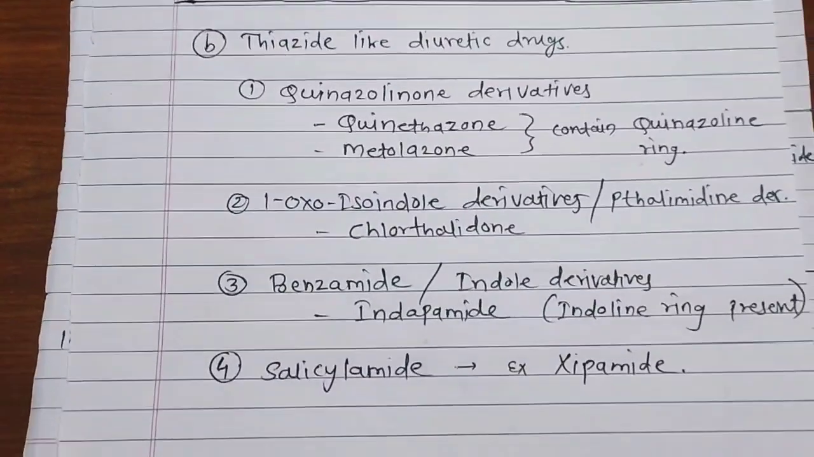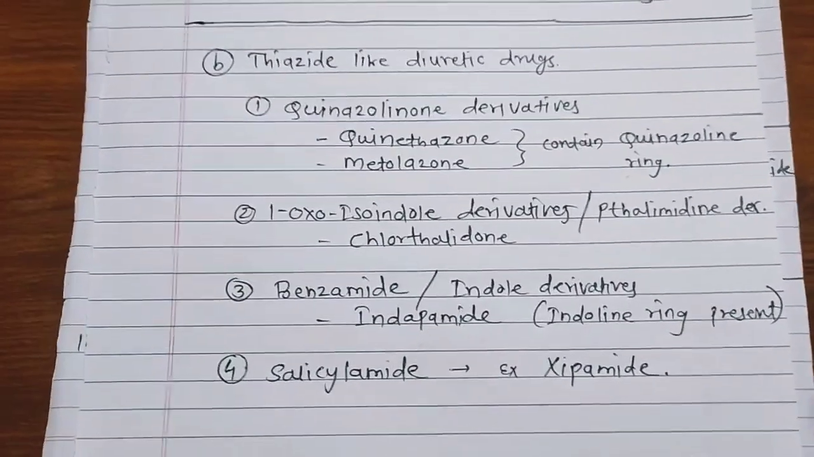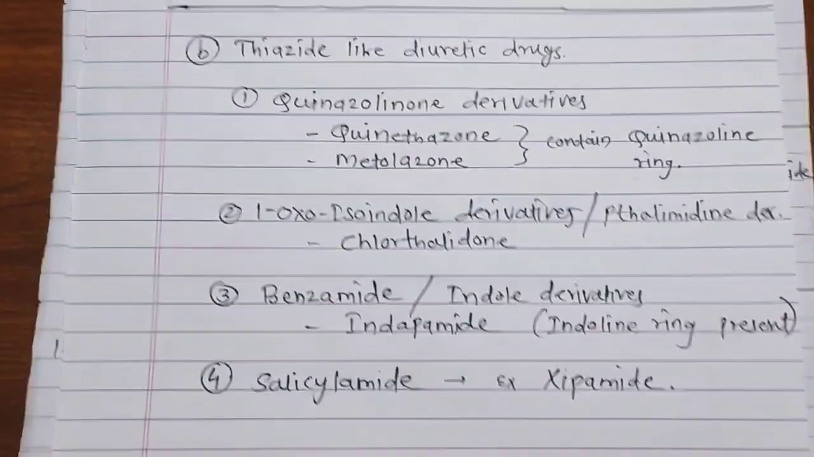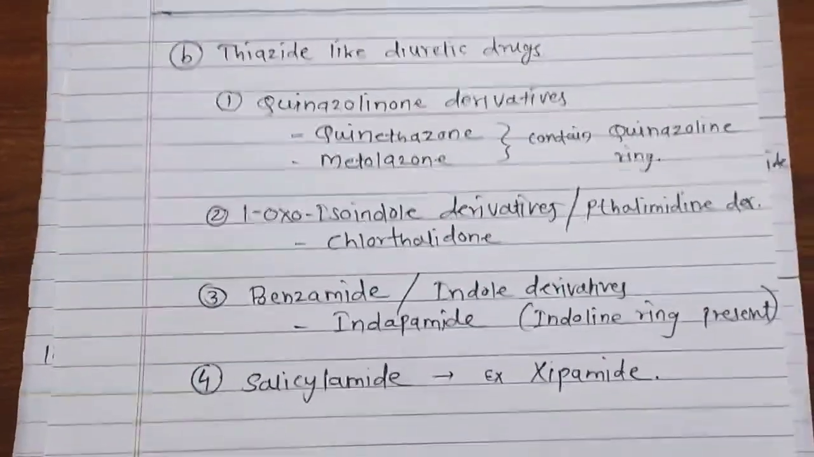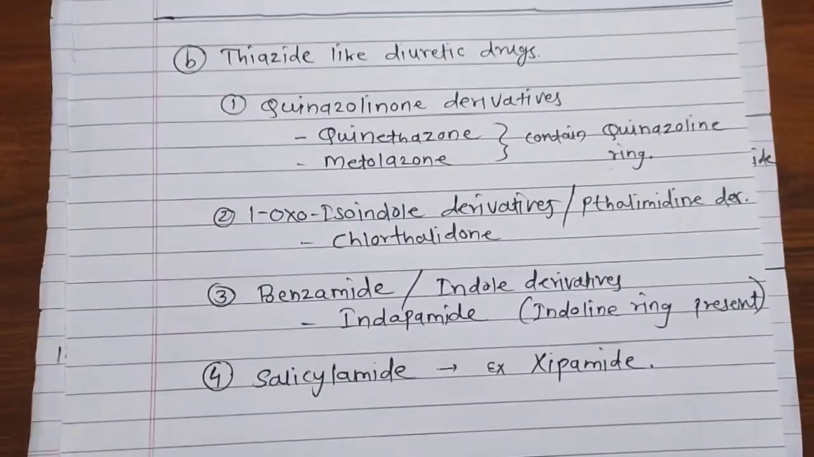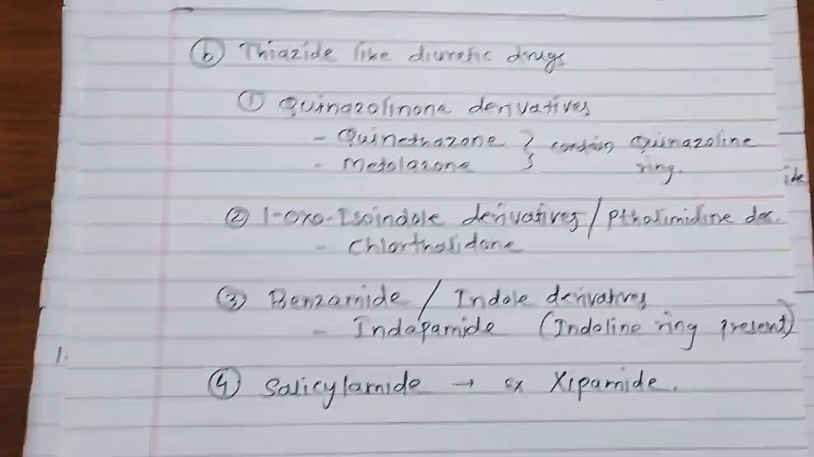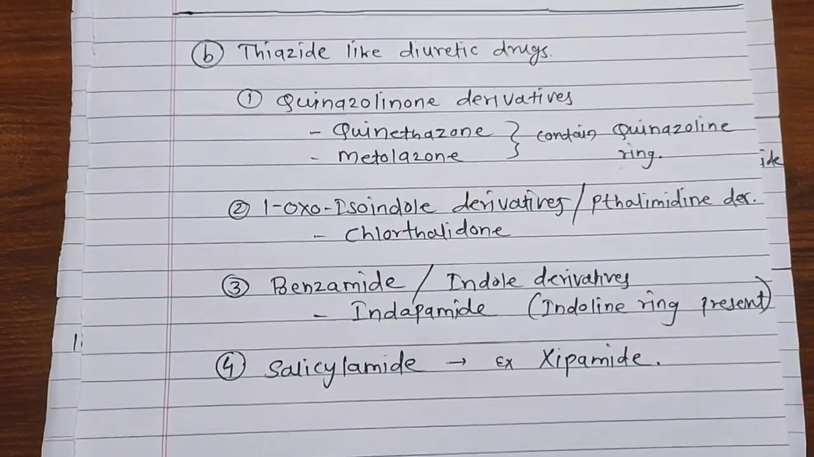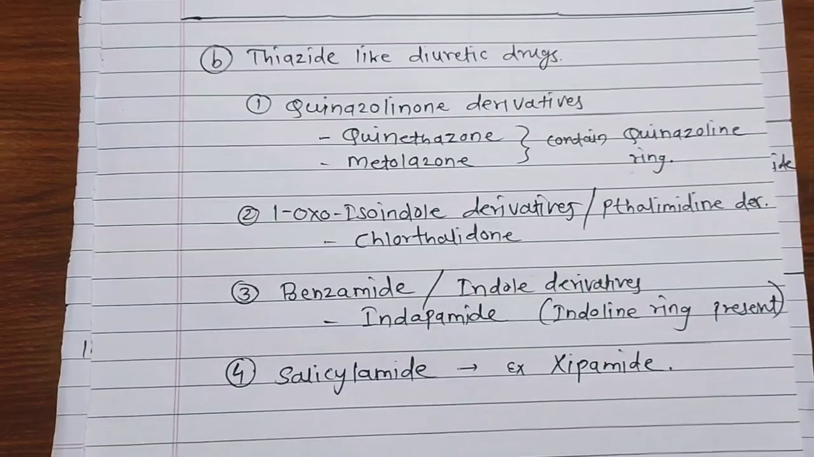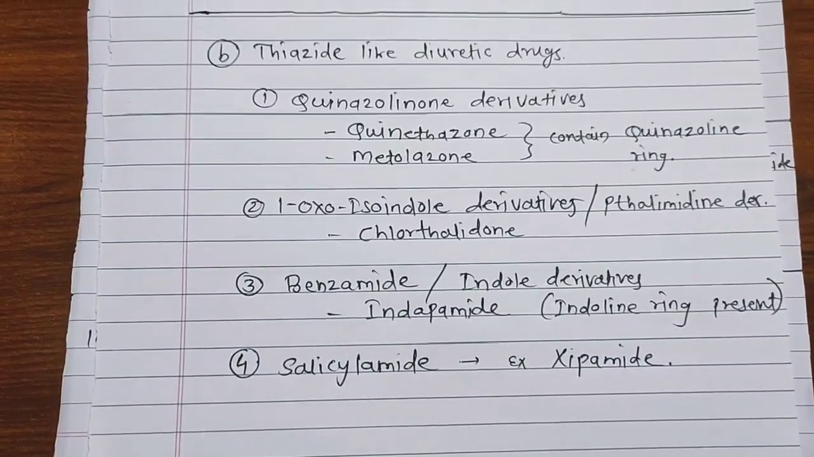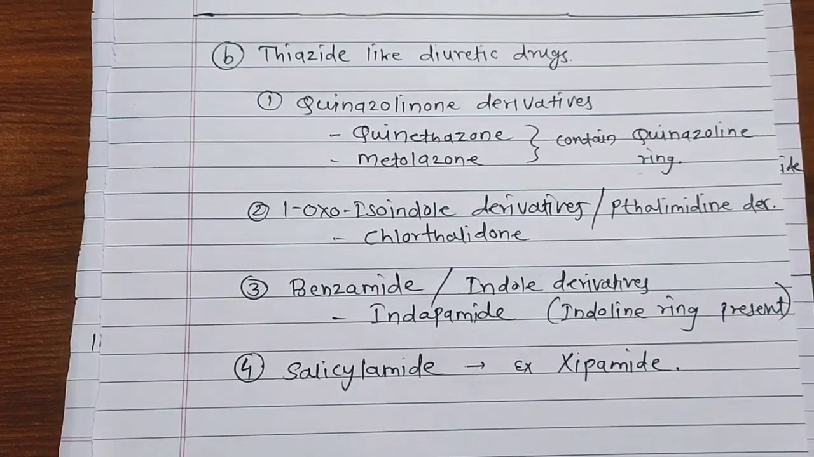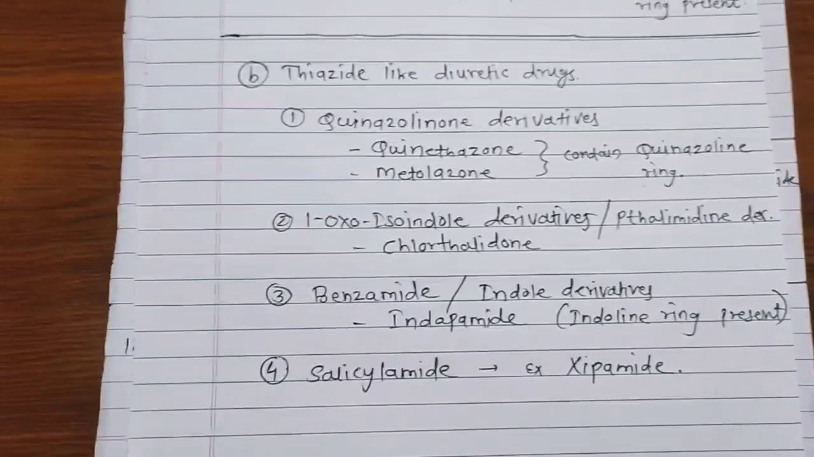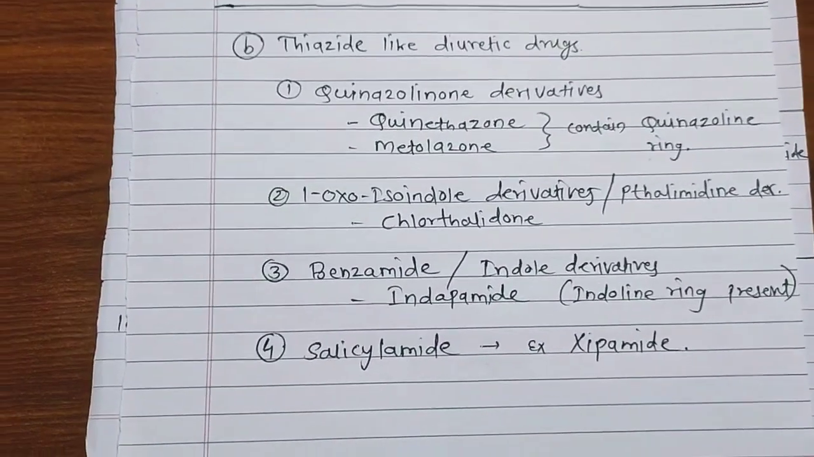Moving on to the next class, that is the thiazide like diuretics. The question may be asked only on which rings are present or of which derivative these are. That's why we will cover this very briefly. The first thiazide like diuretic class we have is the quinazoline derivatives. In quinazoline derivatives, we have quinethazone and metolazone. These contain the quinazoline ring.